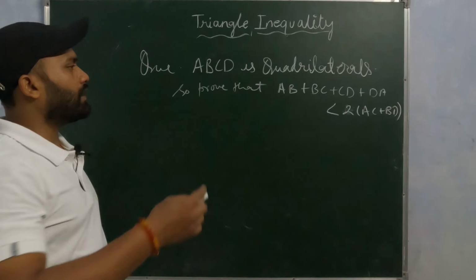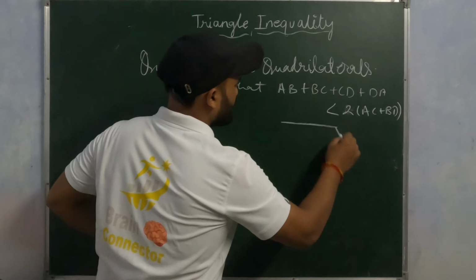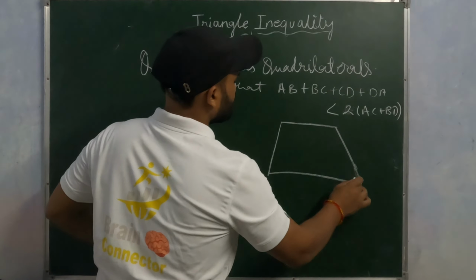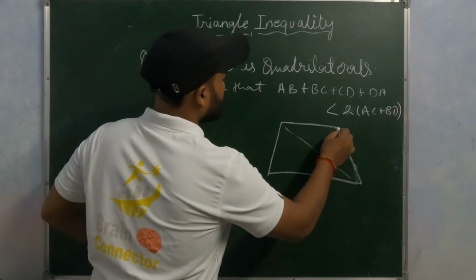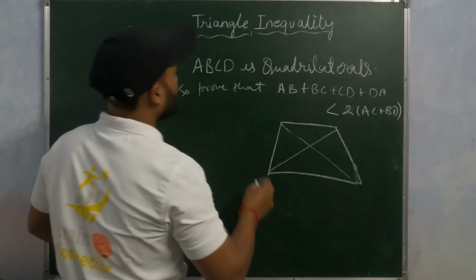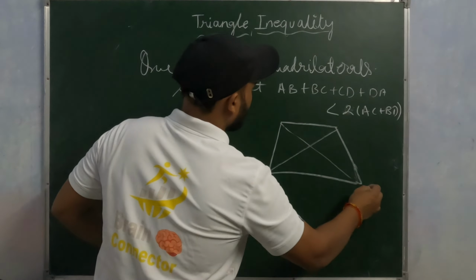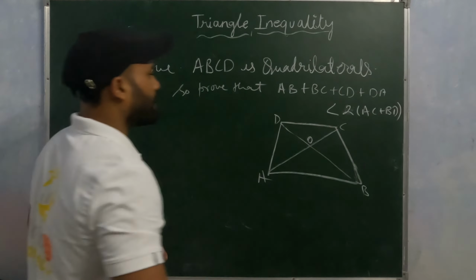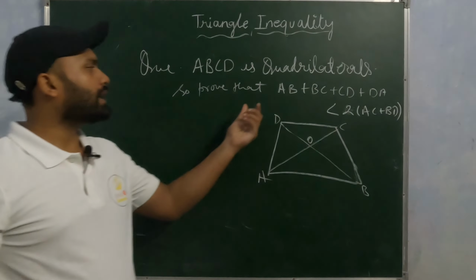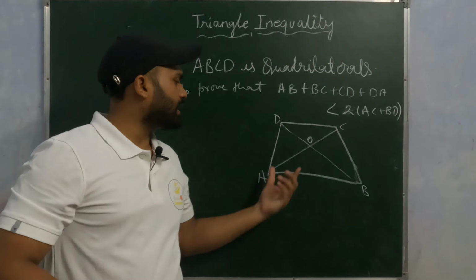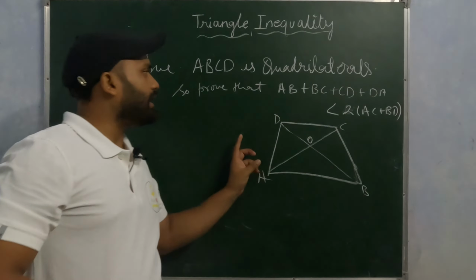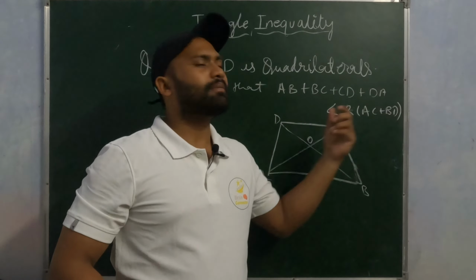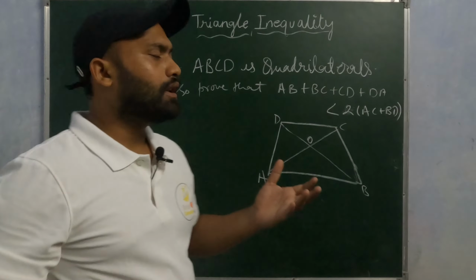So let's draw a quadrilateral. Suppose this is the quadrilateral. Draw two diagonals of the quadrilateral ABCD. Here you will write O. So you have to prove that the sides AB, BC, CD and DA will be less than 2 AC plus BD. Okay, so how will we solve it?